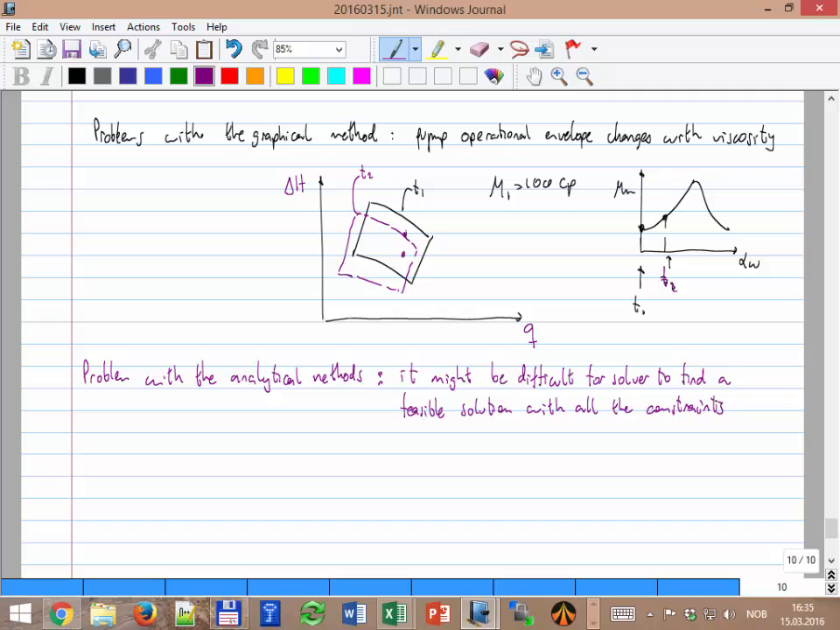While if you do it from the graphical way, you might find right away that this point will never come into the plot, no matter what you do. So I should just change the pump. There is no point in doing the simulation there. But when you try with the solver, it will try, and then maybe it will give you an error: I didn't find any feasible solution. So these are the two differences between the two approaches. Okay, clear? More or less?